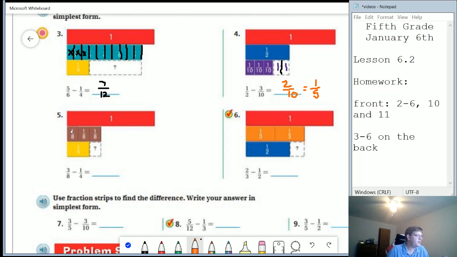Our 1/4 is going to be worth 2 of these brown 1/8 blocks. So if I go ahead and cross through those, I'm going to be left with 1 left over, and that would give me 1 part out of 8.